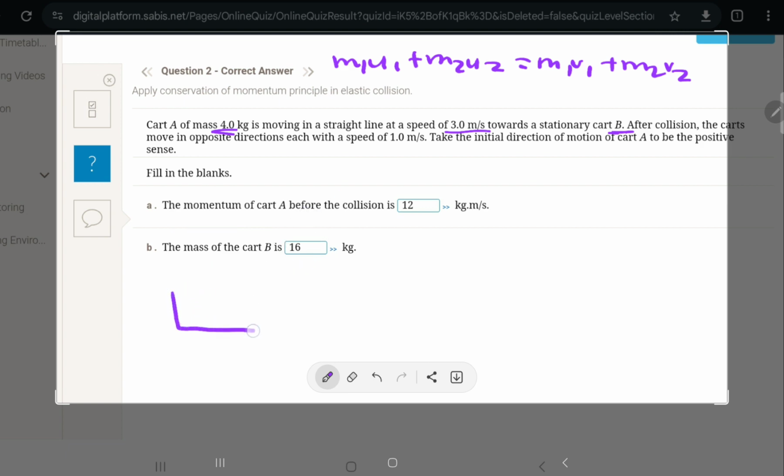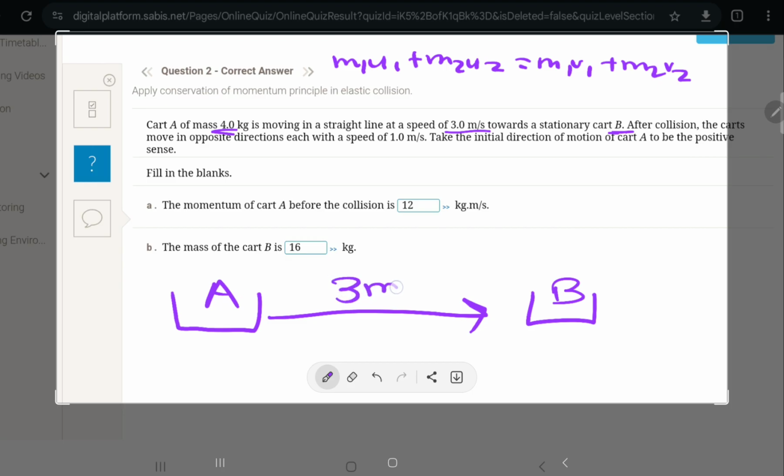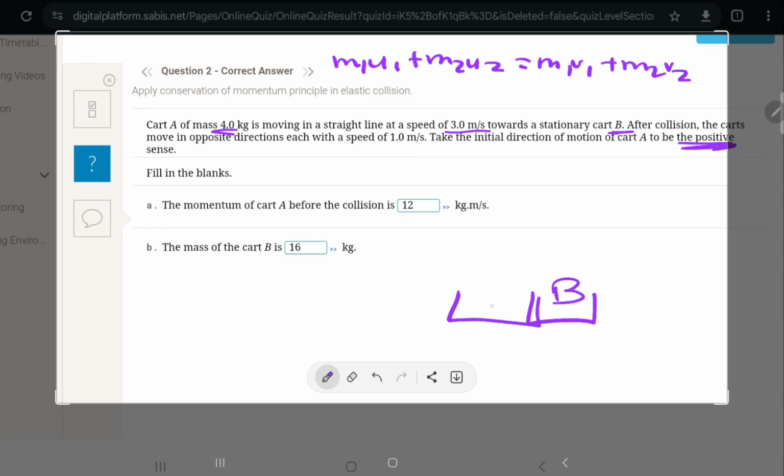Let's visualize this by drawing. We have cart A here and we have cart B here. Cart A is moving to cart B. Cart B is not moving. This is cart A. It's moving at 3 meters per second and they told us to take it positive. Okay, this is before collision. Now after collision, both of these carts collide with each other with a specific force, and this is momentum.